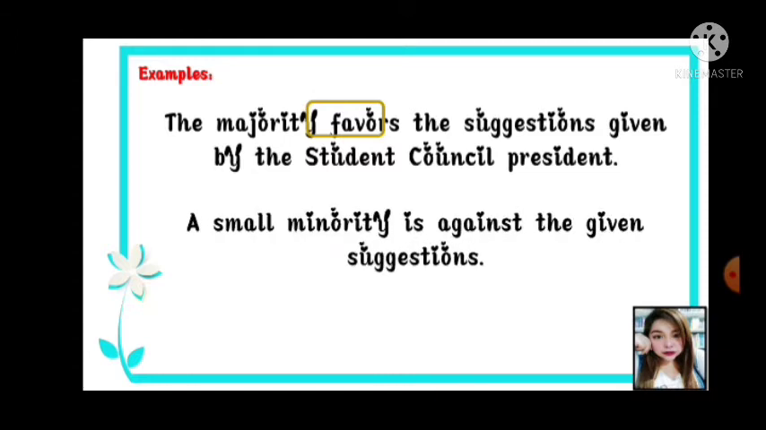Another one: a small minority is against the given suggestion. So we have here the verb is, which is singular in form because the word minority here is not specifying a certain number. So it could be more or less 50%.